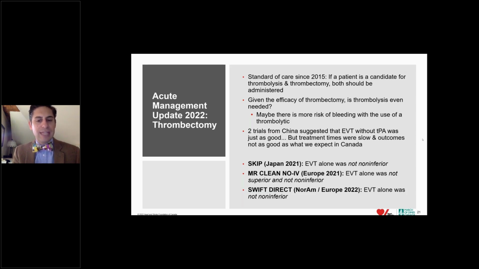And so over the course of the last 6 months, 3 major studies have added very important information: SKIP out of Japan, MR CLEAN-NO IV out of Europe, and the SWIFT DIRECT study out of North America, including Canada and Europe. Essentially all 3 agreed that in systems similar to the way we organize our care, EVT alone, thrombectomy alone without thrombolysis, was not non-inferior. It was not as good as using the clot-busting drug.